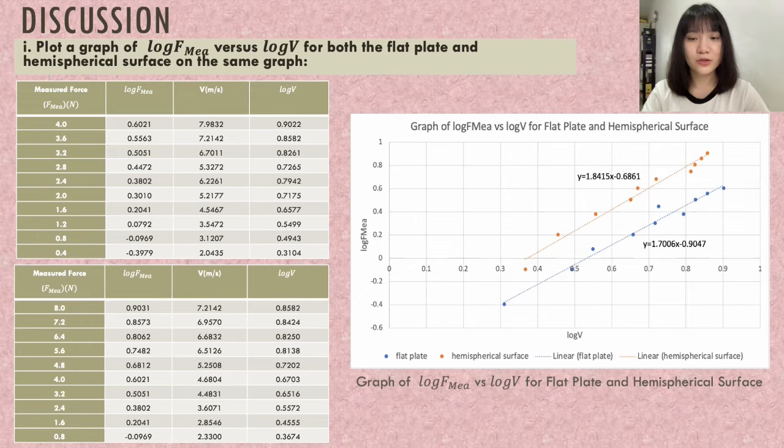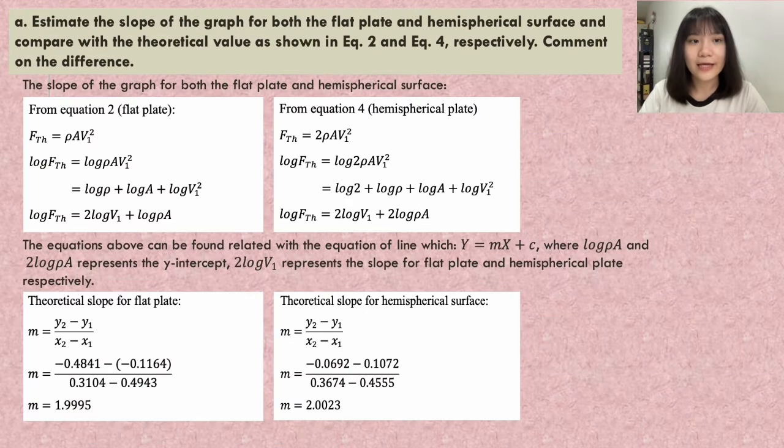The two tables shown here are the data for the flat plate and hemispherical surface respectively, and this is the graph of log force measured against log V for the flat plate and hemispherical surface. Next we will proceed with estimating the slope of the graph for both the flat plate and hemispherical surface and compare with the theoretical value as shown in equation 2 and equation 4 respectively. Comment on the difference. The slopes of the graph for both are shown below.